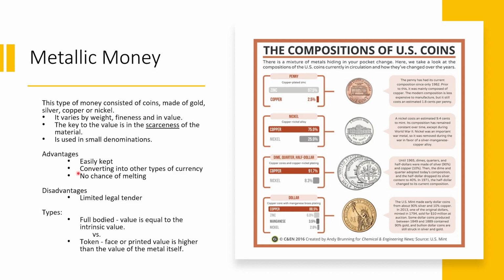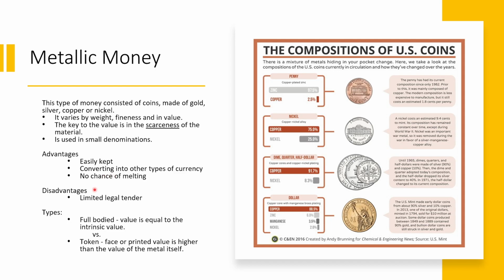The advantage of this is that it's easily kept. You can put it in a bag or in a purse. You can convert it into other types of currency, so one gold coin might be worth 50 silver coins and vice versa. And there's no chance of this particular product melting. What I mean by that is, yes, you can melt it if you apply heat to it, but just sitting in the bag, it's not going to melt, right? So it's going to keep its value and its shape and all the other stuff.